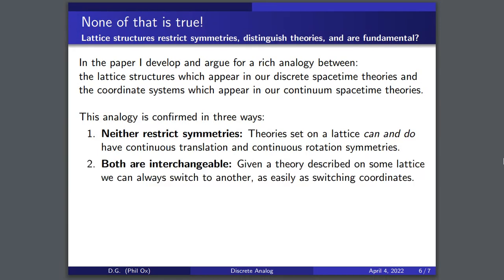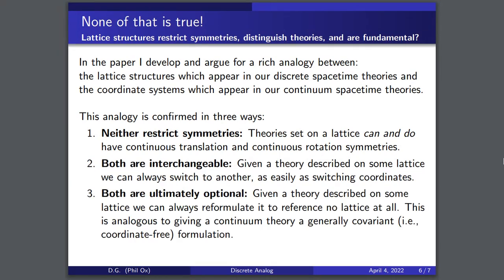Secondly, both lattice structures and coordinate systems are interchangeable. Given a theory described with some lattice structure, I can always switch it to another. You give me your favorite square lattice theory, I will give you an equivalent hexagonal lattice theory. And this interchange is just as easy as switching coordinates. Really, it's very analogous. And both here are ultimately optional. Right? Given a theory described on some lattice, we can always reformulate it to reference no lattice at all. In fact, that's analogous to the fact that we can give a continuum theory a generally covariant, i.e. a coordinate-free formulation. And this is what the title of the talk is about. I'm here presenting a discrete analog of general covariance.